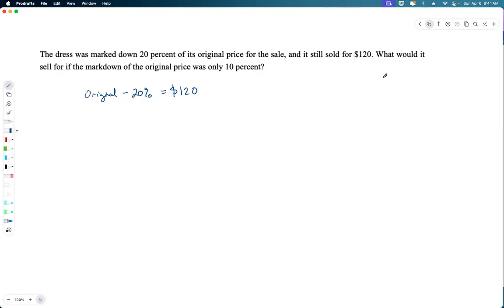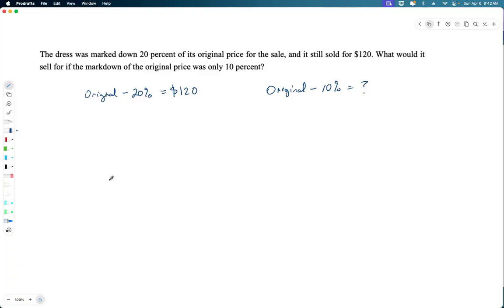What would it sell for if the markdown of the original price was only 10%? So what we're asking for is, what is the original minus 10%? What does that equal? So what we've got to do is find out the original price in order to answer that question.